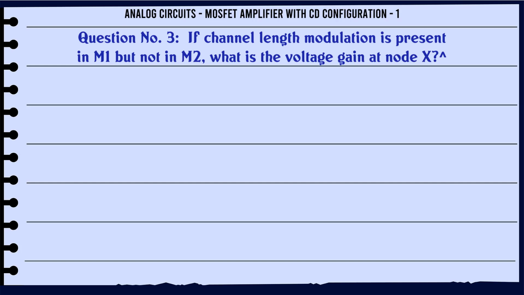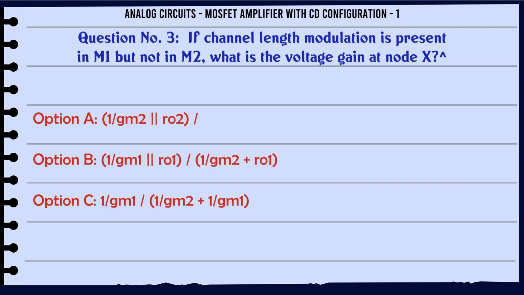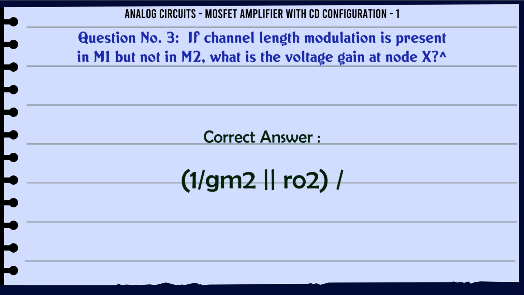If channel length modulation is present in M1 but not in M2, what is the voltage gain at node X? A 1/gm2 || rho2 over 1/gm2 || 1/gm1 || rho1, B 1/gm1 || rho1 over 1/gm2 || rho1, C 1/gm1 over 1/gm2 || 1/gm1, D 1/gm1 over 1/gm2 || 1/gm1 || rho1. The correct answer is 1/gm2 || rho2 over 1/gm2 || 1/gm1 || rho1.